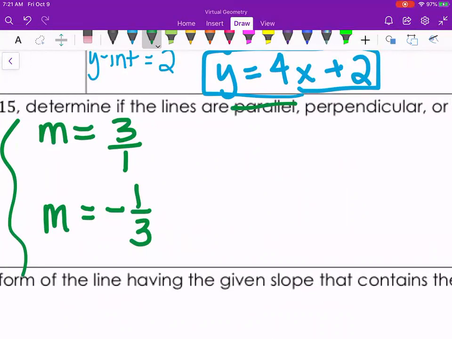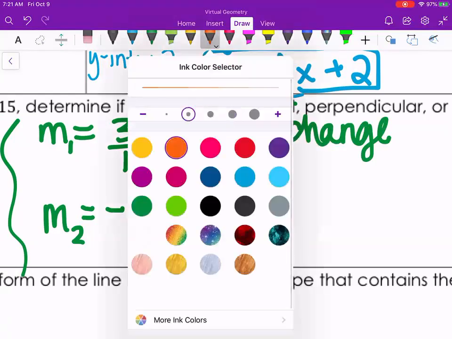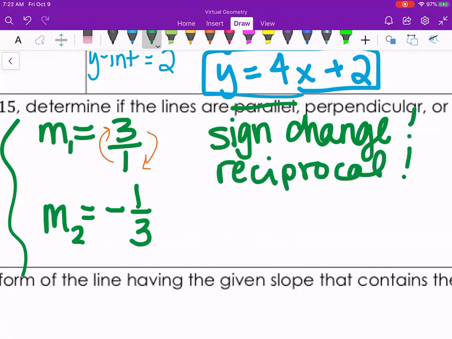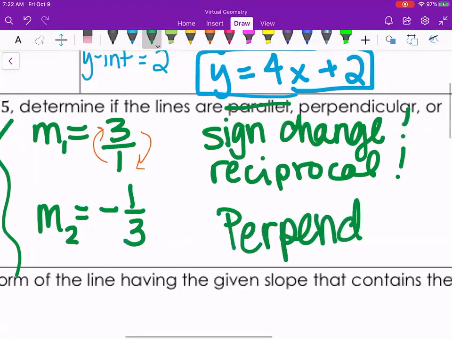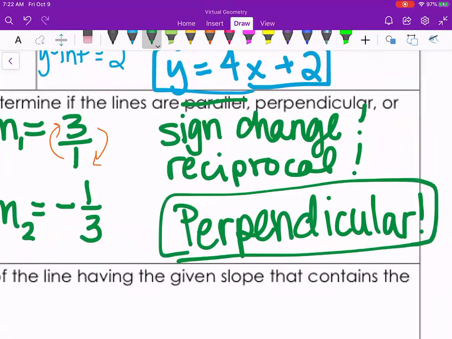One thing I do notice, from M1 to M2, there was a sign change. And notice the fractions flipped over. The 3 moved down and the 1 moved up. That means there was the reciprocal. So there was a sign change, the fractions flipped over. That means these are perpendicular. These are perpendicular.